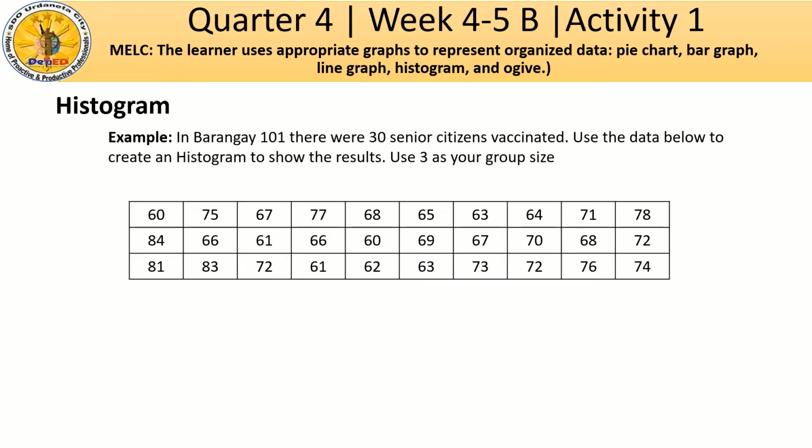Let's have an example for your Activity 1 using a histogram. In Barangay 101, there were 30 senior citizens vaccinated. Use the data below to create a histogram to show the results. Use 3 as your group size.